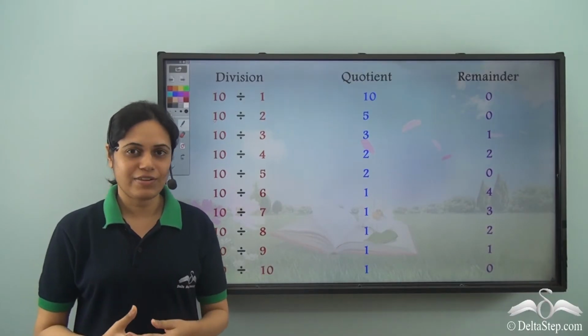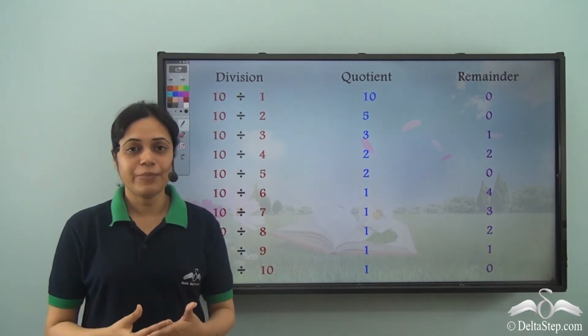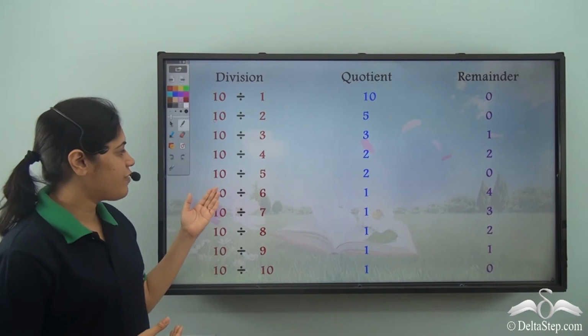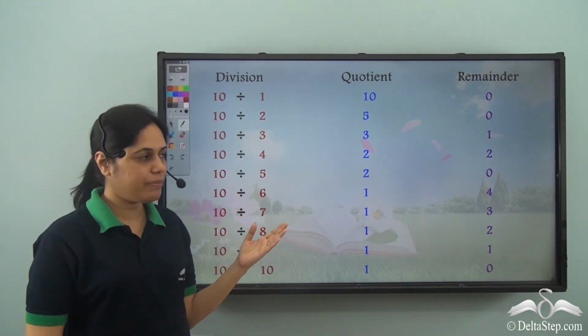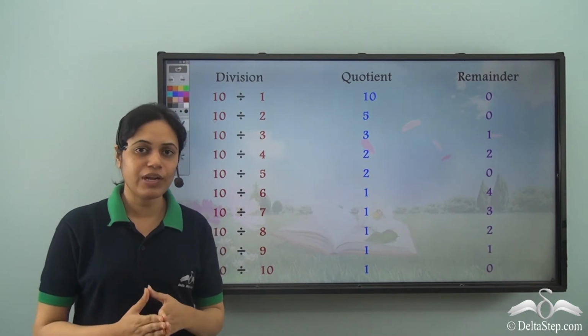What factors are. Factors of a number are the numbers which can perfectly divide the number. That is, if you divide a number by any particular number and get the remainder as 0, then that is a factor of the number.